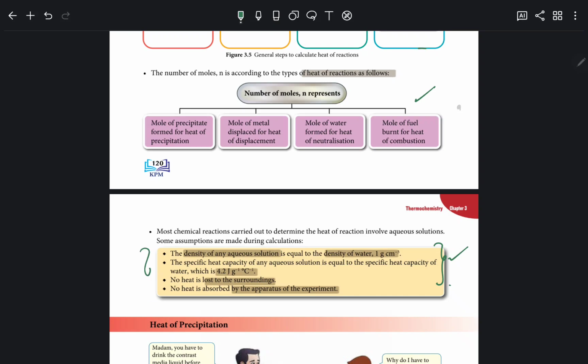Understand? Personally, I usually say this third one is easier: no heat is lost to the surrounding and no heat is absorbed from the apparatus in the experiment. Okay, settled. I remember that very well. Or you can say density: the density of aqueous solution is equal to the density of water, and the specific heat capacity of aqueous solution is equal to the specific heat capacity of water. It's like water, because an aqueous solution is just like water. But what is the difference? I will explain in more detail later.